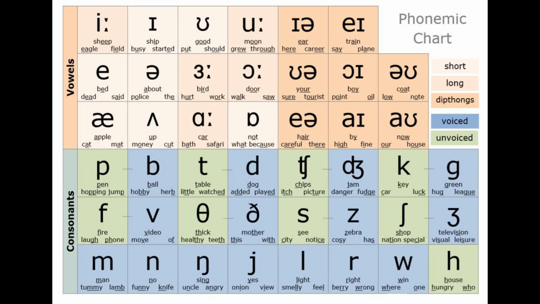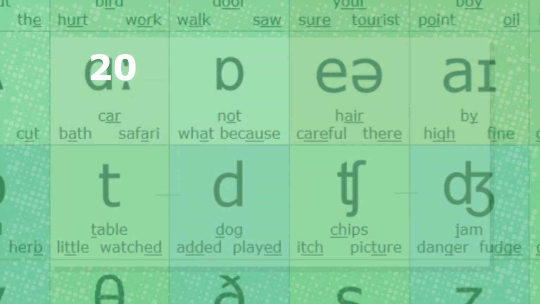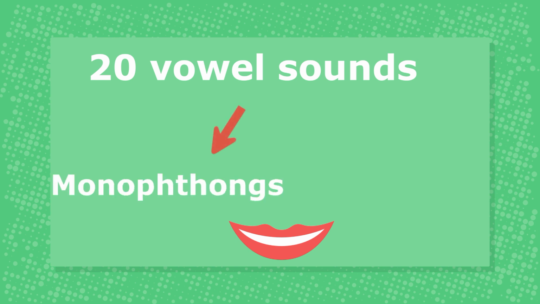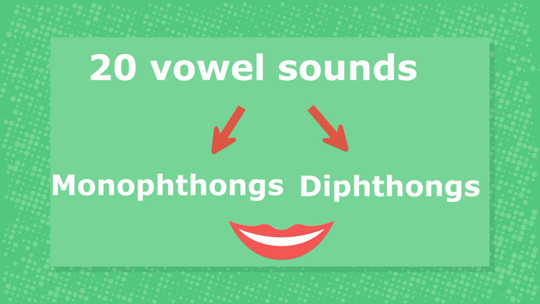The English phoneme chart, which uses unique symbols of the IPA, splits the 20 vowel sounds into two groups based on the mouth position. Monophthongs, which have one mouth position throughout the sound. For example, the sound E in me. Diphthongs, where the mouth position changes, giving a two-sound quality to the phoneme. For example, oi in boy.